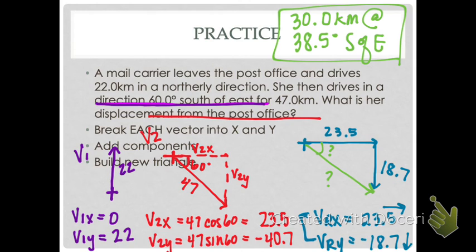So it's a lot of work, right? It's systematic, but it's a lot of work. The algebra that goes into it is not difficult, but it could be a lot if there's especially more than 2 vectors. So I want you to remember that process if we have more than 2 vectors. Break it into x and y, add your x's and y's, build your new triangle. That's always your steps.